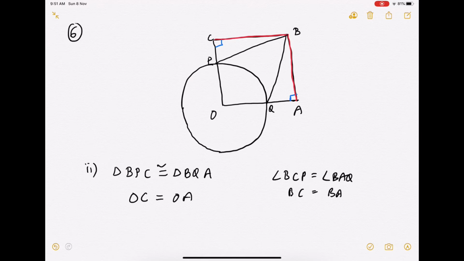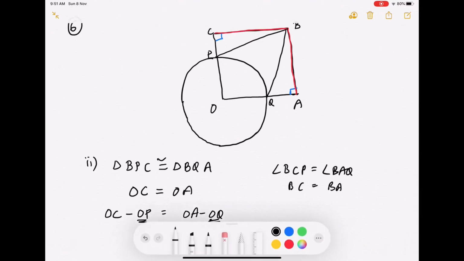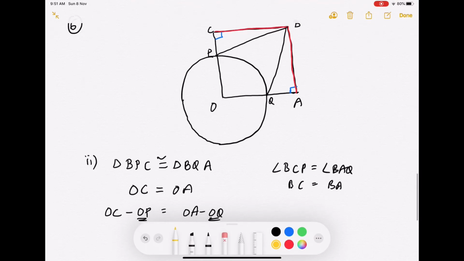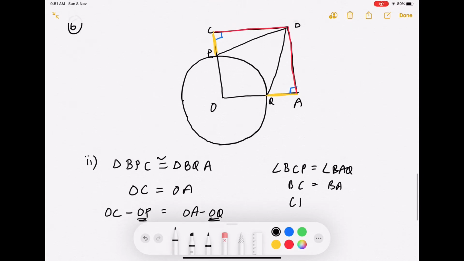So from OC I can subtract OP, and from OA I can subtract OQ. OP and OQ are the same quantity. I'm allowed to subtract the same number from both sides of the equation. Now after subtracting, if I do OC minus OP, I have this side CP which is remaining, and if I do OA minus OQ, I have the side AQ which is remaining. So I can go ahead and say that CP is equal to QA.